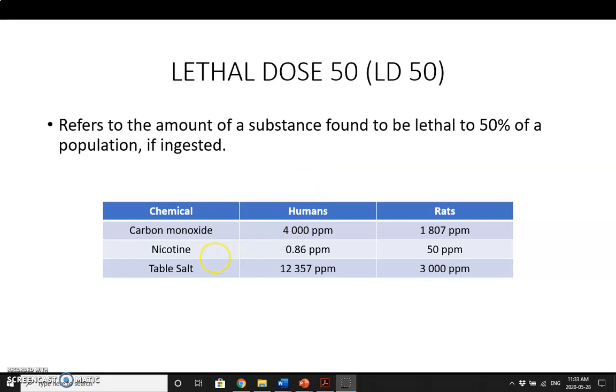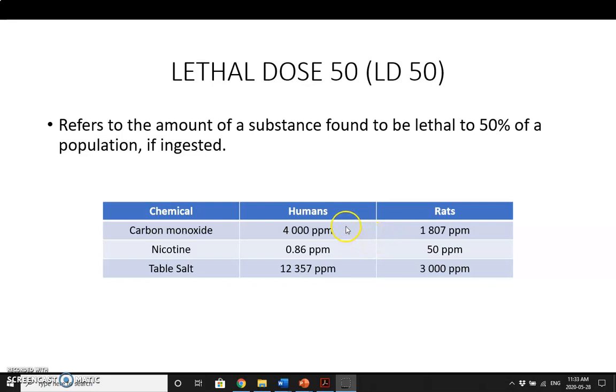Down here in this chart down below, I've got a chart that shows three different chemicals: carbon monoxide, nicotine, and table salt, and what the LD50 dosage would be for humans and rats. You can compare those dosages between those two organisms.